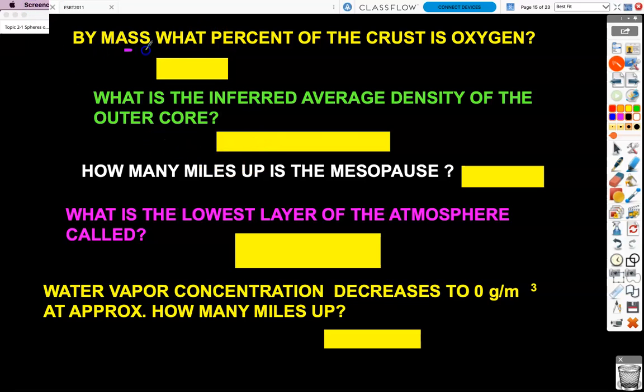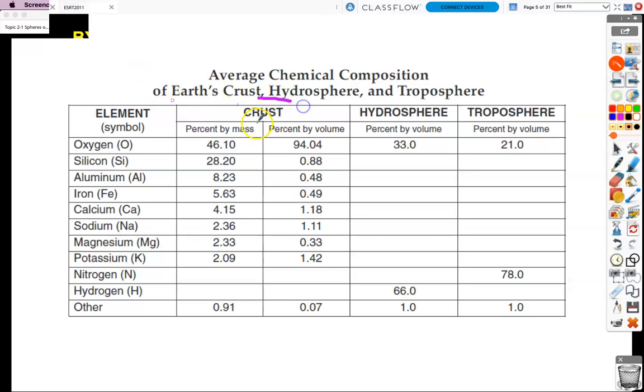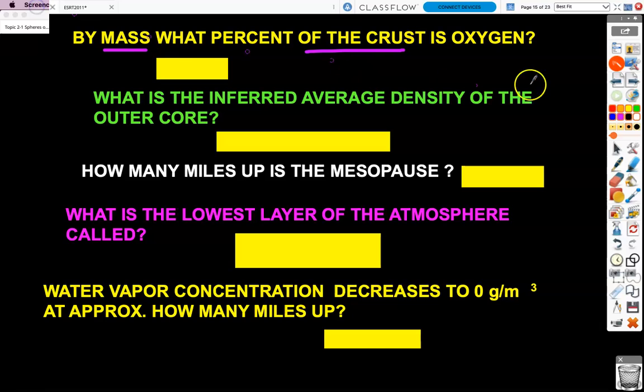So by mass, what percent of the crust is oxygen? You look up crust and then mass. Right away, the key words there: crust, mass, what percent is oxygen? Right there. Pretty easy. 46.1%, and that should be behind that box. Yes, it is. What is the inferred, remember, guessed, average density of the outer core?